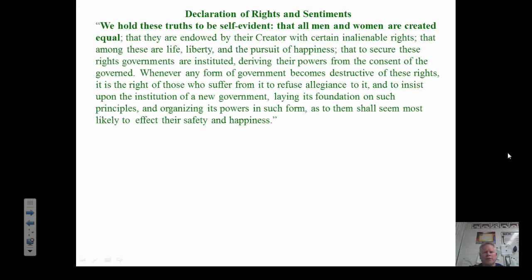Now here's the Declaration of Rights and Sentiments. I'm going to read this, and I want you to focus on how closely it is copied from the Declaration of Independence.